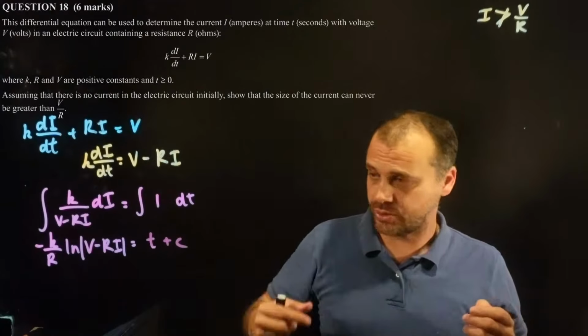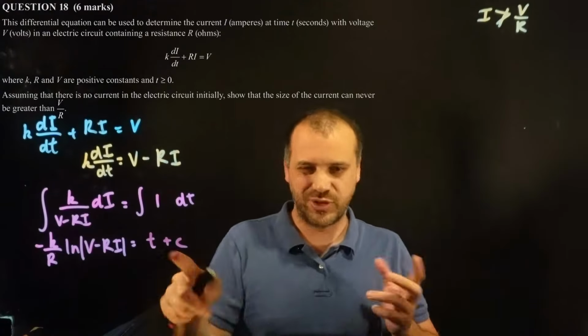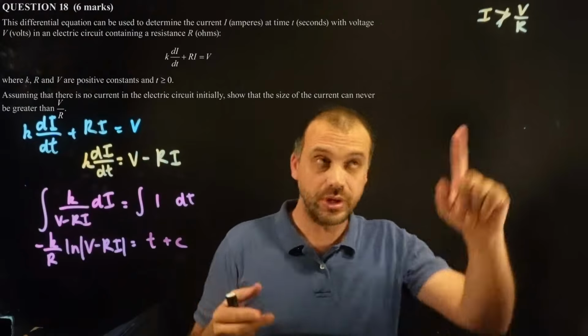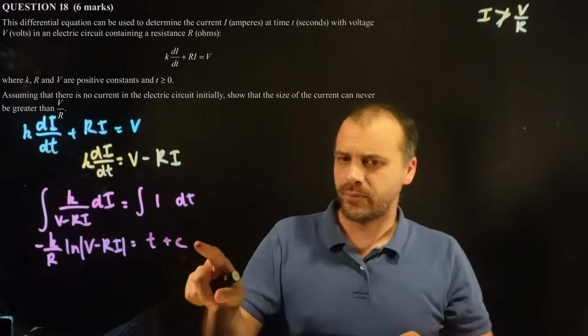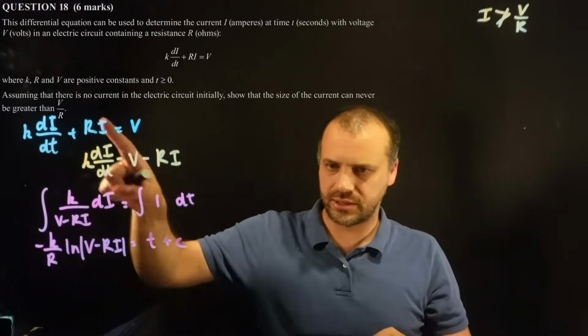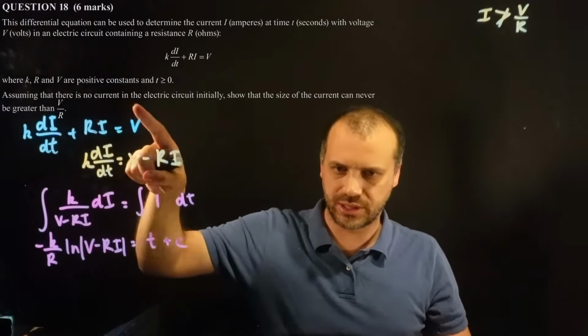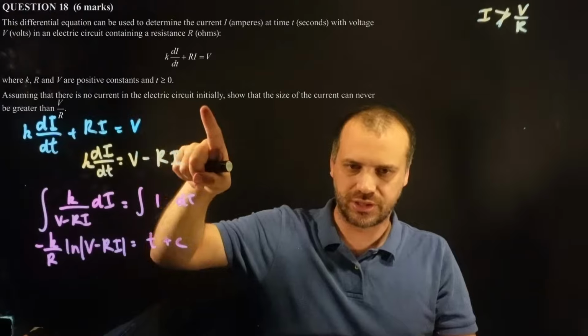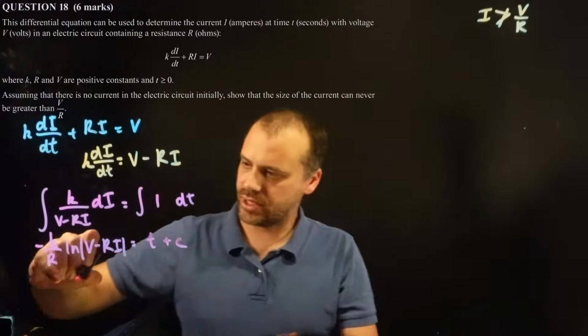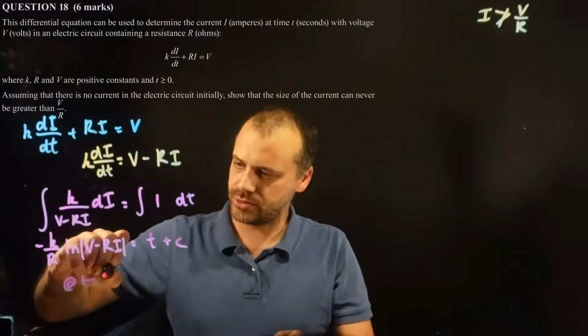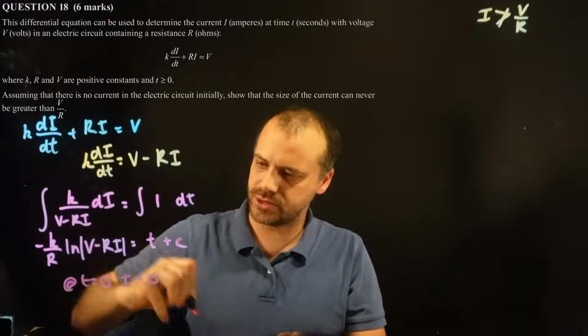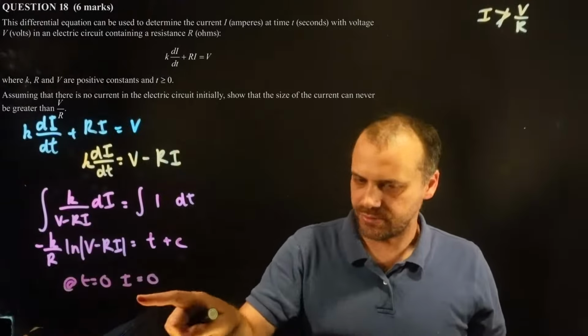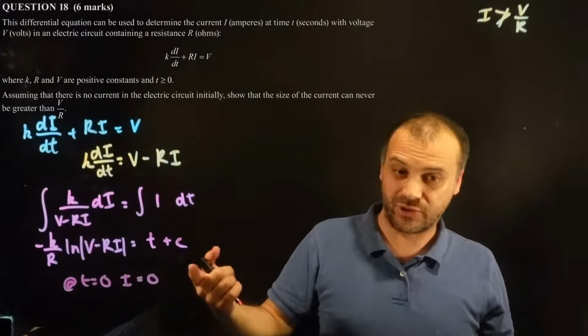We're solving a differential equation. We've got a C. It feels like an obvious next step, with no idea how we're going to deal with this yet, would be to find C. And assuming that there is no current, current is I, in the electric circuit initially, so at t equals 0, I equals 0. Let's sub that information in there and find C.